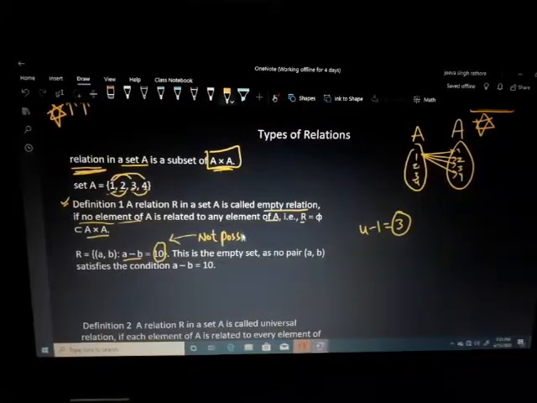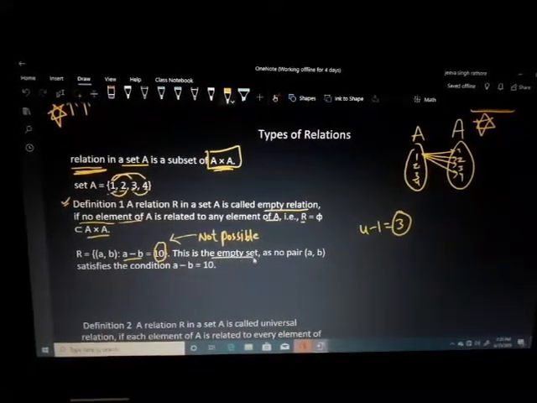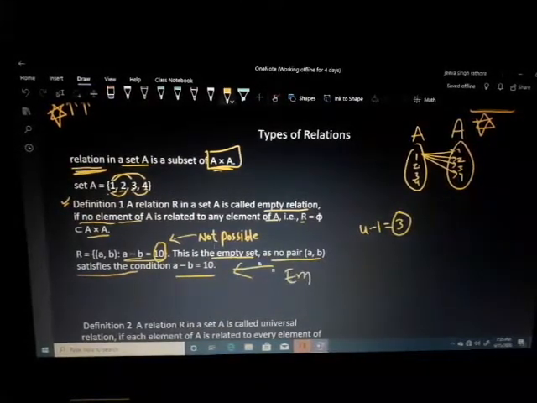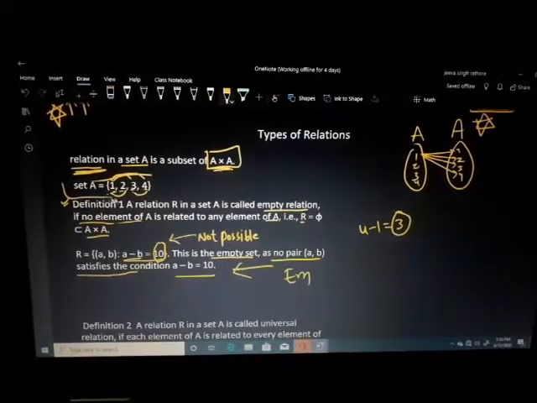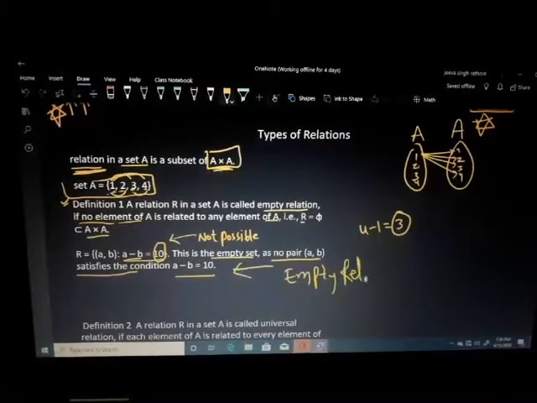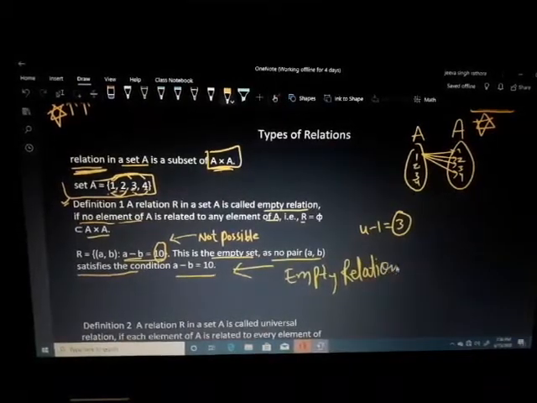That's why I am writing this as the empty set. This is called the empty set. No pair A comma B satisfies the condition A minus B equal to 10. That's why this relation is the empty relation, since set A is already given here. Because not even one pair satisfies the condition, it becomes an empty relation.